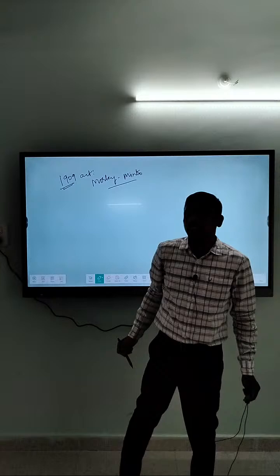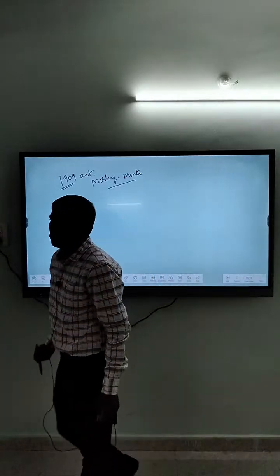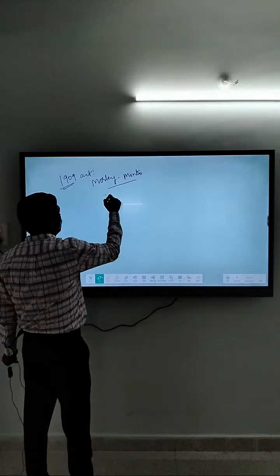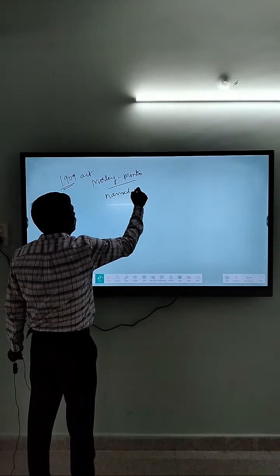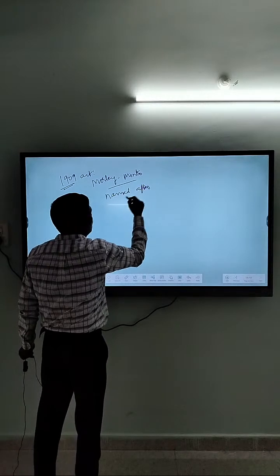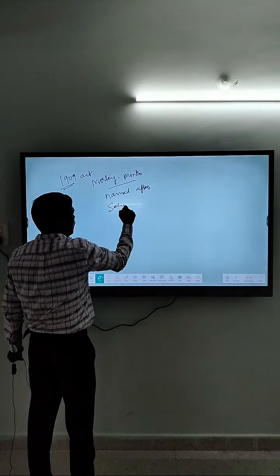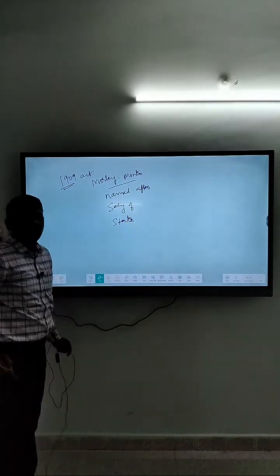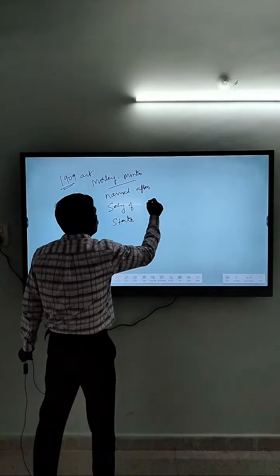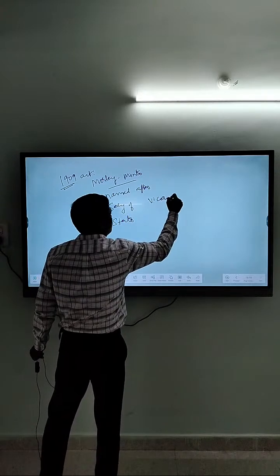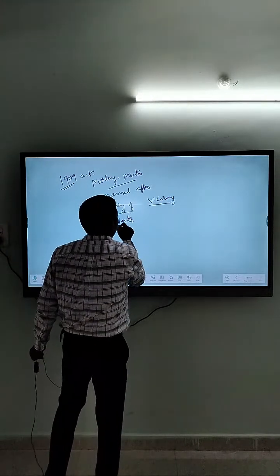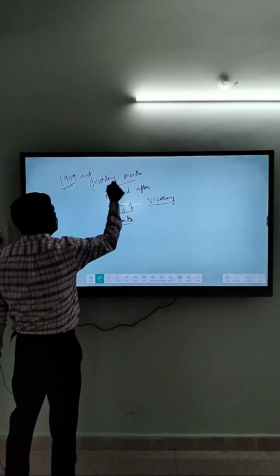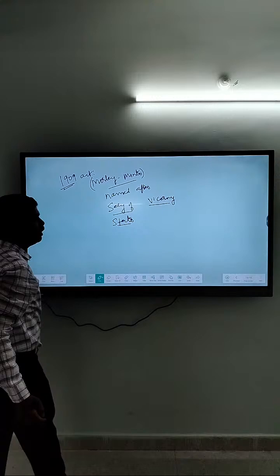So remember, these acts are also named after the Secretary of State and the Viceroy. Right? So it is also called the Morley-Minto Act.